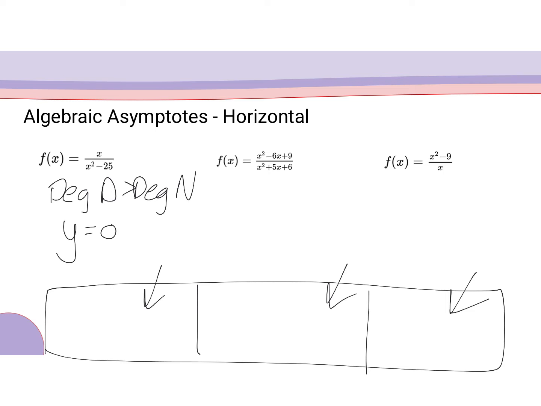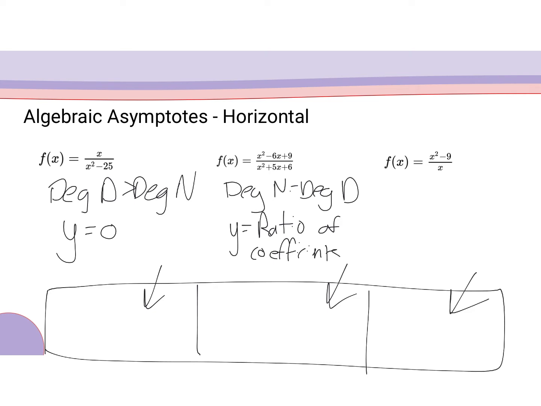Now, for my next one, the degree of the numerator is equal to the denominator. We know that we're going to have what's called the ratio of coefficients here. So this is what I want you to write in that box.